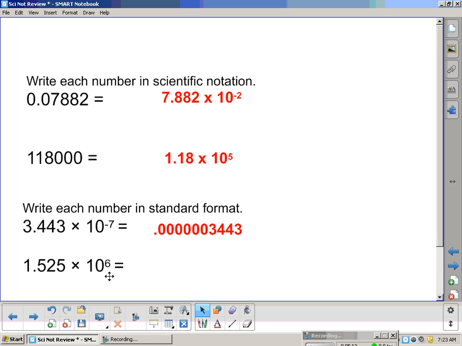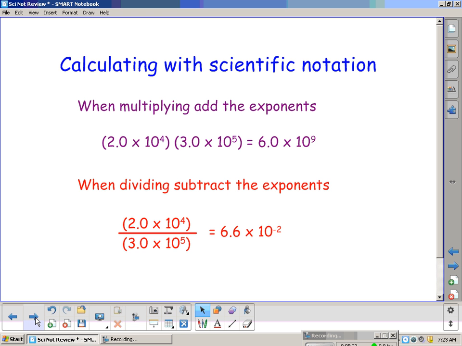This here is a larger number. You can tell it has a positive exponent. We're going to move our decimal 6 places from where it's currently at to make the number bigger. So 1525, and then 3 more zeros gives us 6 decimal places. Simple enough? Okay.